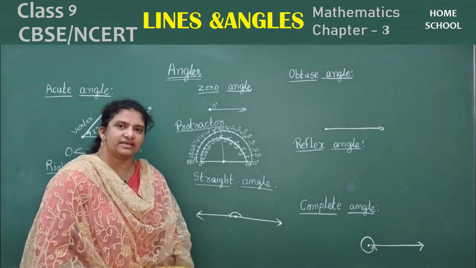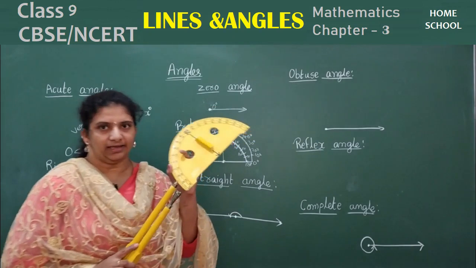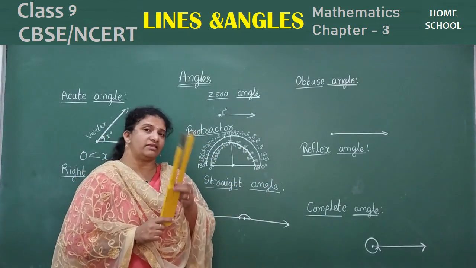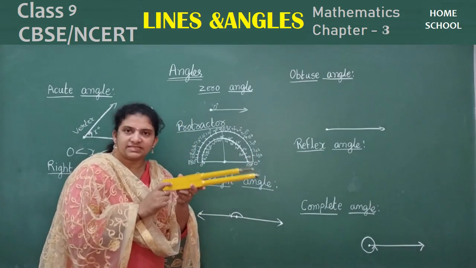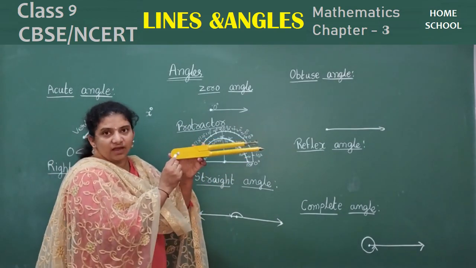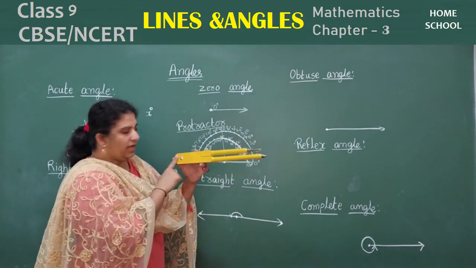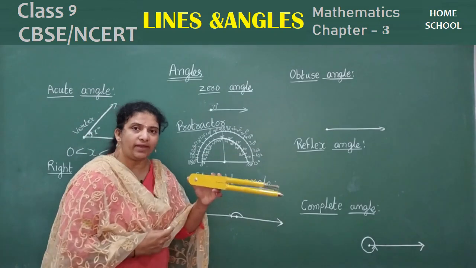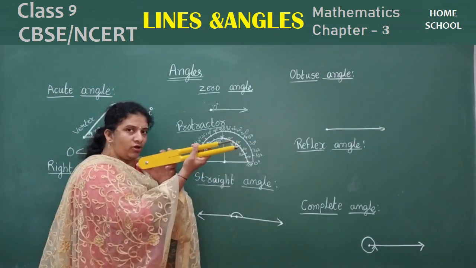Let's see the angles here, children. This is your protractor, which is used to measure the angle. Let's start our types of angles with this. This is also one of the mathematical instruments, the divider. Observe here, this is the point, and from this point two rays are overlapping on one another.